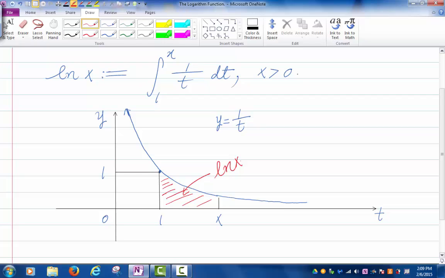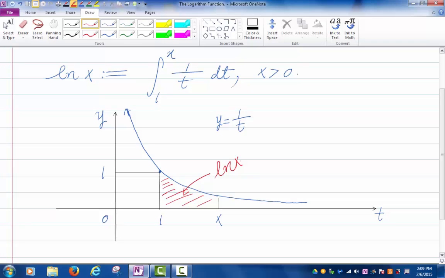The ln of x gives me the area below the graph of 1 over t above the interval from 1 to x if x is bigger than 1. Okay? But my definition was for any x larger than 0. So what if x is larger than 0 but less than 1? Let's look at that case as well. So now let's assume that x is less than 1.